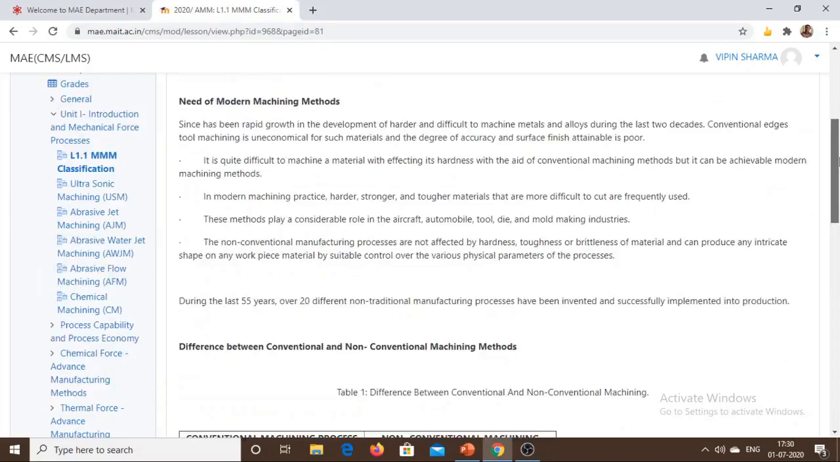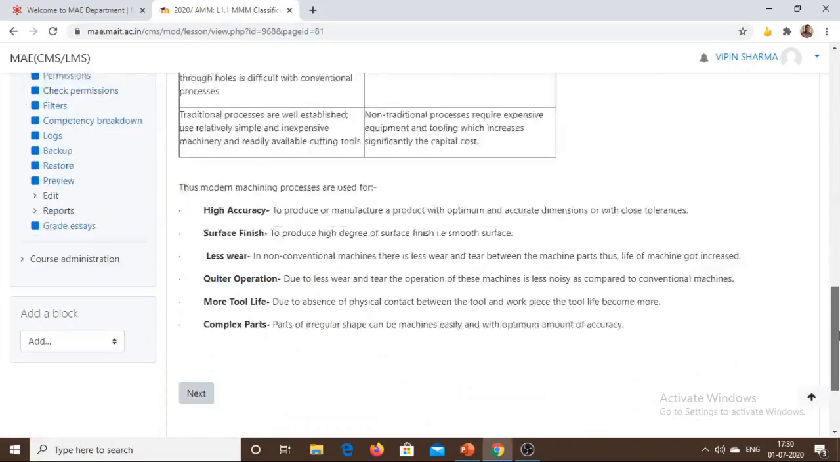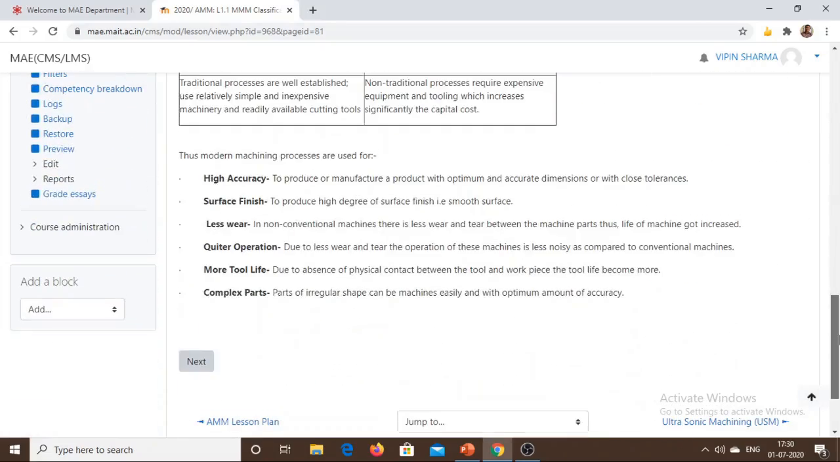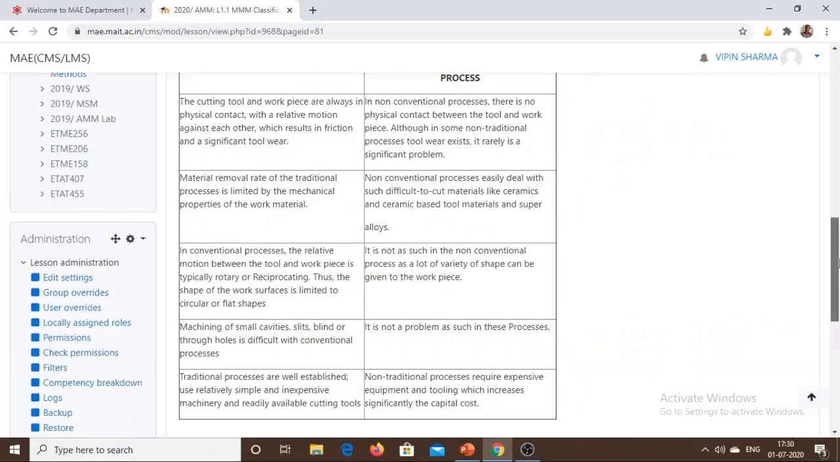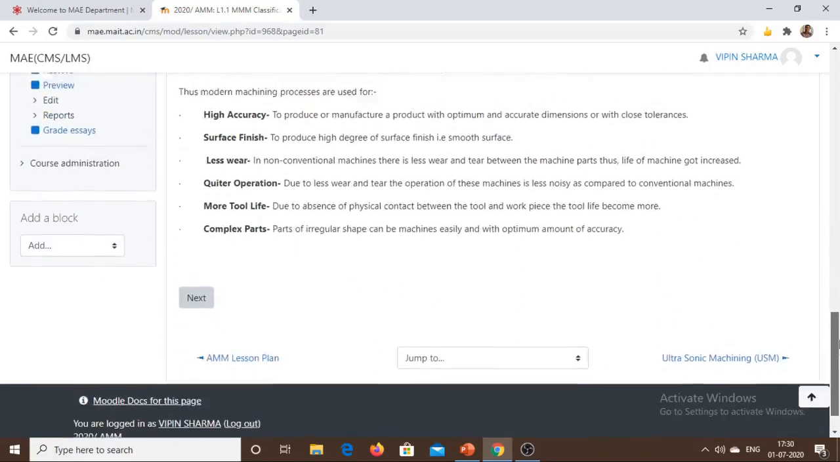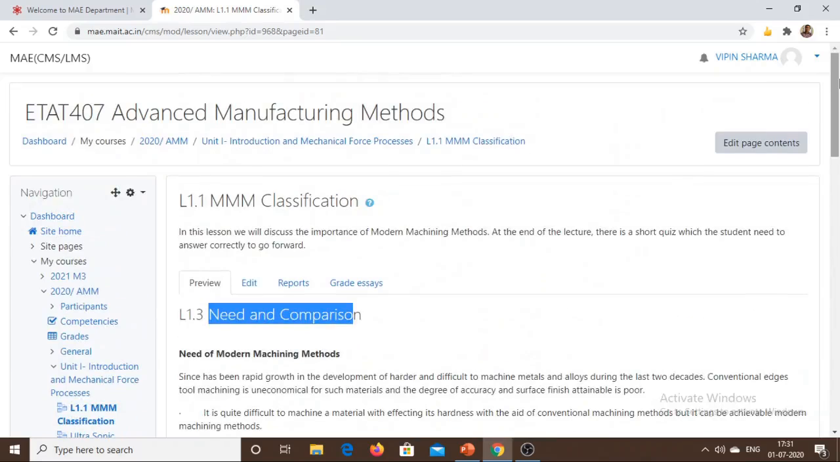With this, we can test the student's learning, and we can teach them effectively as well. So this is all about the contents of the lesson. Thank you.